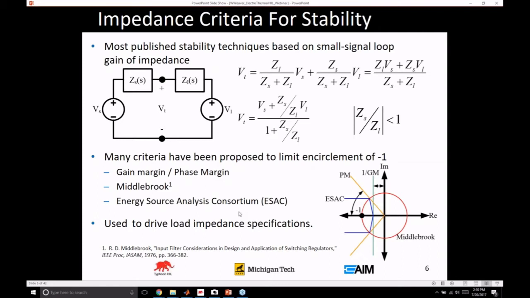Gain and phase margins are also another version of this. And those have been used traditionally for quite a long time to drive the load impedance specifications of high demand systems. So looking at just a constant power, where do the impedances have to fall to guarantee a stable system? Now, of course, the big question is, what does stable mean? And in what context is a system stable?